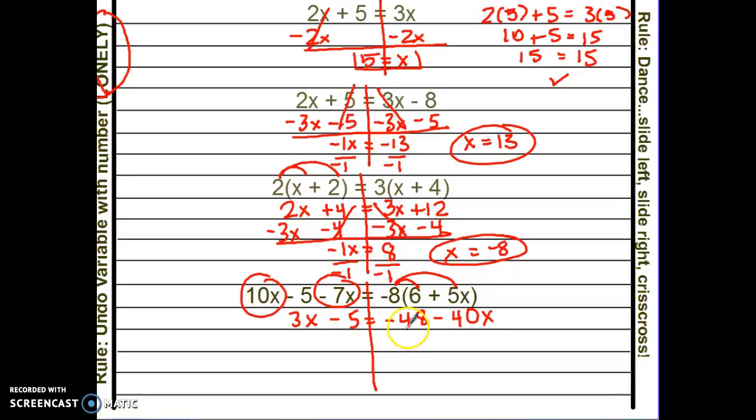What do you slide to the left? The variable. So what I'm going to do is add 40x underneath the x's, everybody. What am I sliding to the right? The number. Add 5. What do I crisscross? What cancels out? Goodbye. 3x plus 40x is 43x. And then negative 48 plus 5 is negative 43. Divide by 43, x is equal to negative 1.